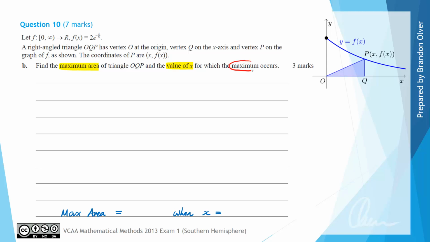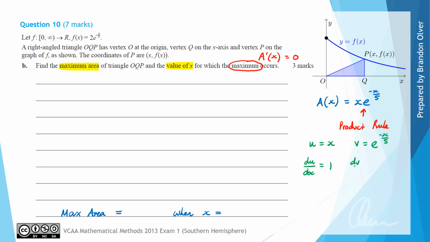Now if we try and do a min or a max problem, we usually look at the derivative, A dashed of x, equaling 0 in this case. And we know that the area in terms of x for that triangle was equal to x times e to the power of negative x on 5. So if we were to differentiate this, we'd need the product rule. To apply the product rule, I'm going to let u equal x, which is one of the functions multiplied together, and v equal the second function, which was e to the power of negative x on 5. So du dx is going to equal 1, and dv dx is going to equal negative 1/5 e to the power of negative x on 5.